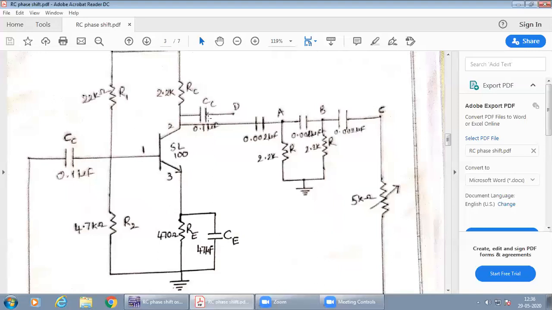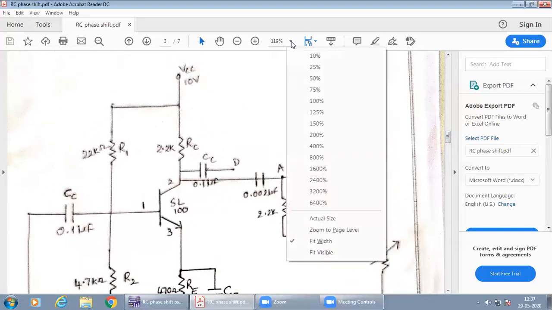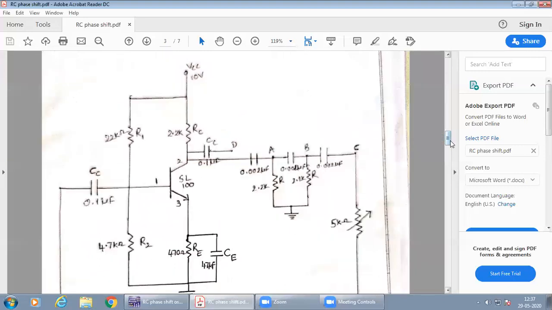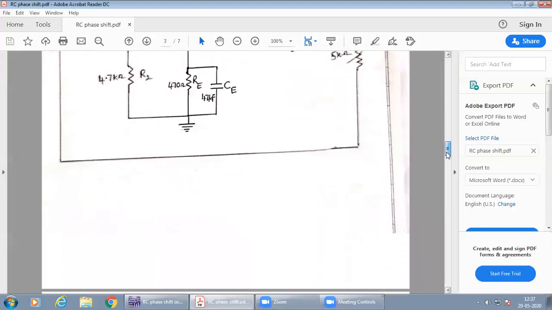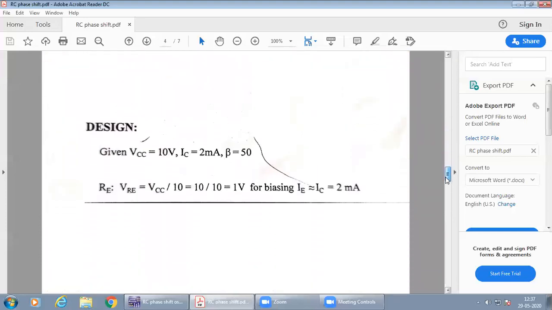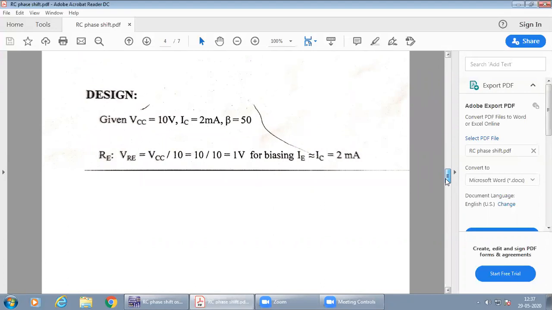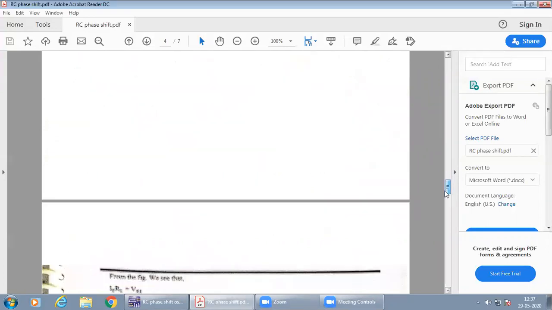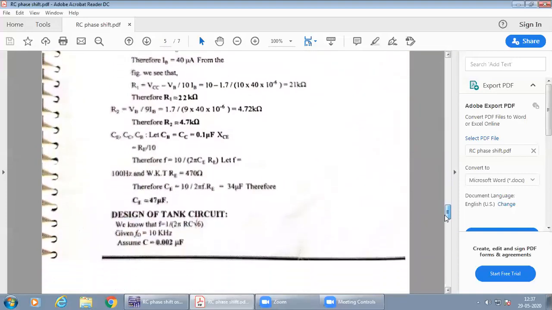So we are going to observe the output at 2 different points, point D and point C. So this is the complete circuit of an RC phase shift oscillator. The design for the amplifier is the same as that of the Colpitts oscillator or the crystal oscillator that we have done in part A. The difference lies only in the design of the tank circuit.